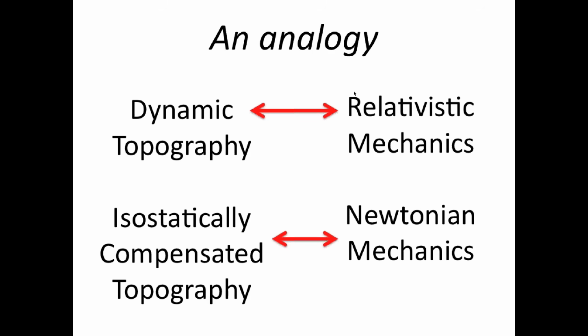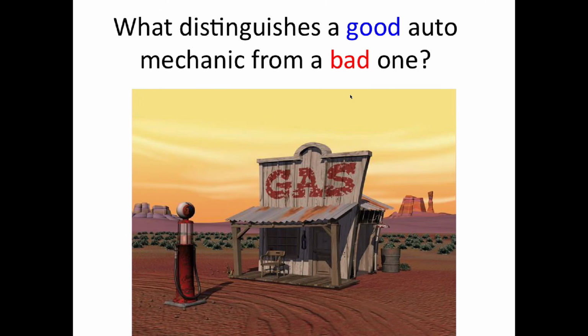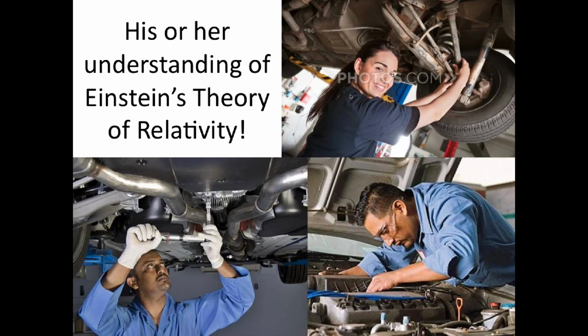So this is my analogy. I want to drive this home a little harder, though. You're out in the desert, your car breaks down, and you need to find a good auto mechanic. How would you choose a good auto mechanic, knowing what we know about mechanics? I think the answer is obvious. It would be whether he or she understands Einstein's theory of relativity. That's the criterion we would use, at least if we take dynamic topography seriously as well.